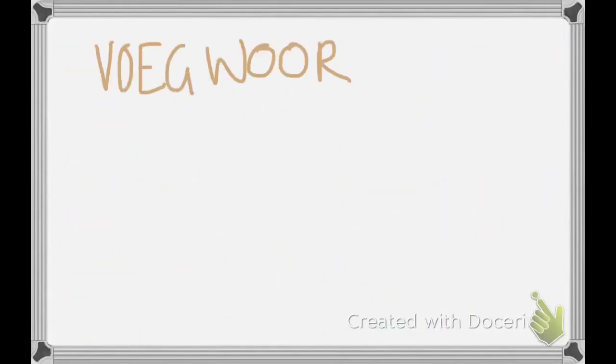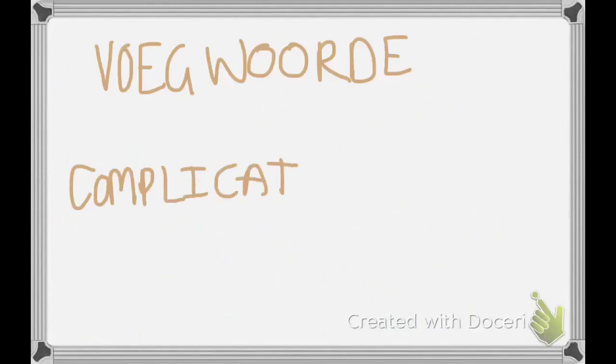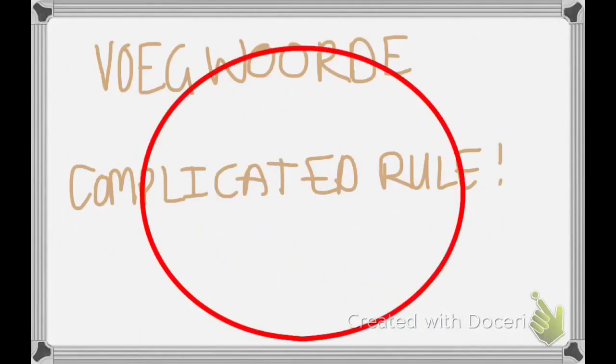Okay, there's another rule about words that contain voegwoorde. So it's basically two sentences that have been combined. But it's kind of a complicated rule, and I don't really think that you need to know it, right? If you do want to know it, I will do a video on it at a later stage, but it is a bit complicated, and I have to tell you that in my whole high school career, I had never seen it at all, ever. Okay? So we're just going to skip that.